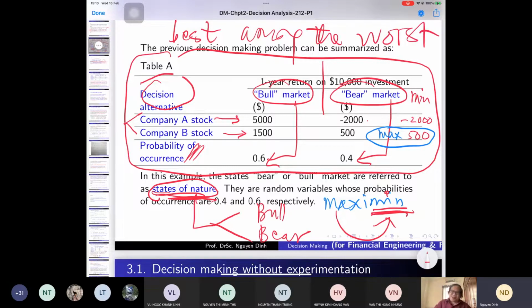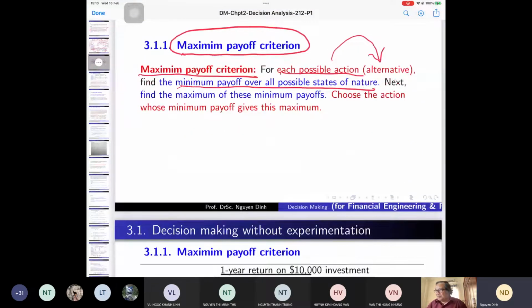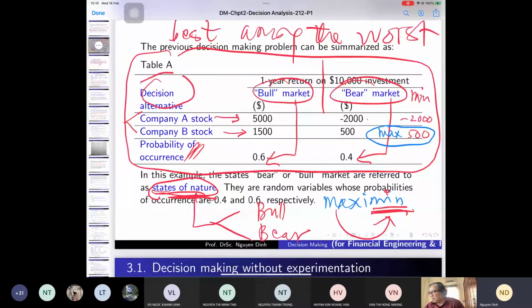The best among the worst. Okay, so that is for careful people, the way for careful people. Maximum. And you choose, of course, the alternative that gives you the maximum here. So in this case, you choose the minimum here, this one, and the maximum here. So that means using this method, you choose company B.